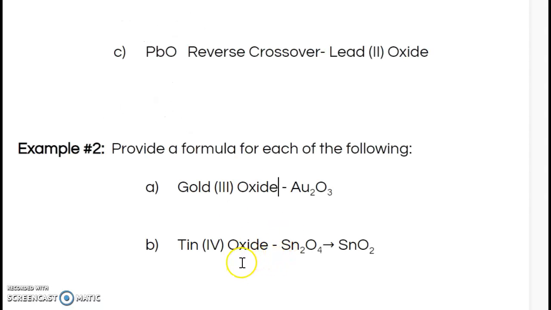If I do the crossover method, Au 3 and then oxide 2. Oh, sorry, not down there, up here. I'm going to do the crossover method, and I'm left with Au2O3. So that would be that one.